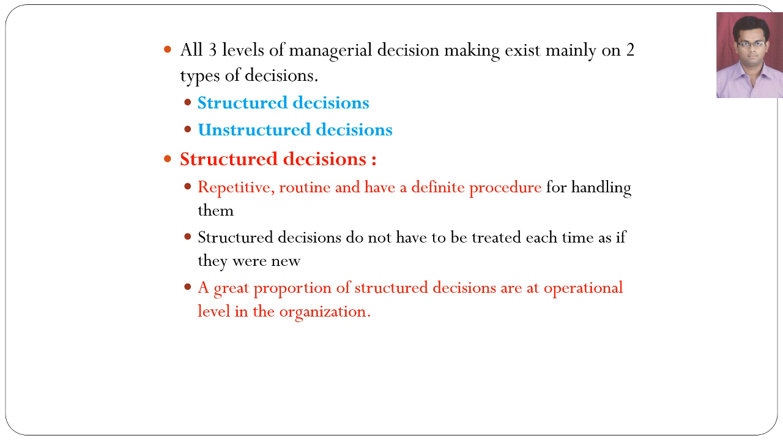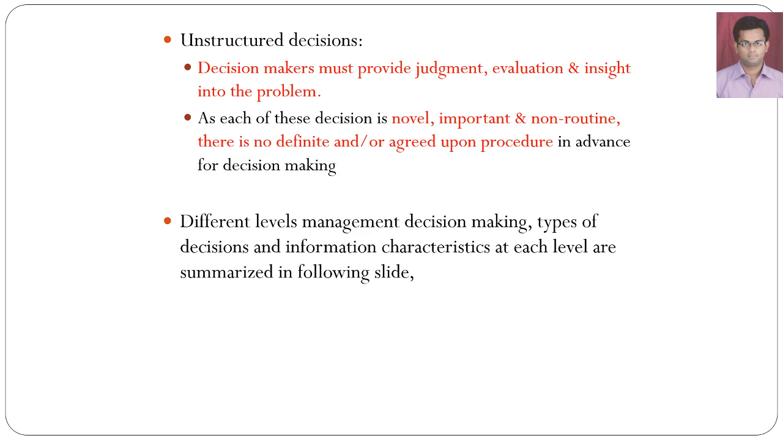All three levels of managerial decision making exist mainly on two types of decisions: structured decisions and unstructured decisions. Now, if we talk about structured decisions, these are considered to be repetitive, routine, and have a definite procedure for handling them. Structured decisions do not have to be treated each time as if they were new. A great proportion of structured decisions are at the operational level in the organization.